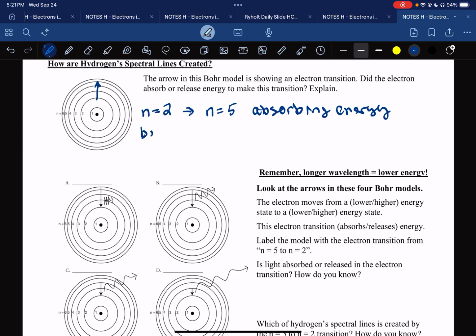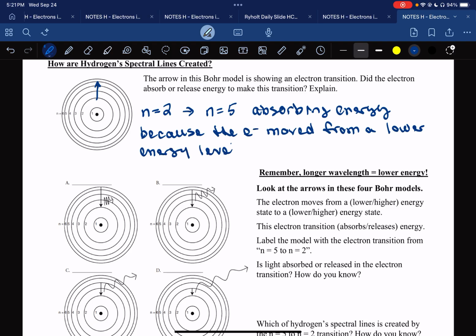We know it because the electron moved from a lower energy level to a higher energy level. So that is the story with that.